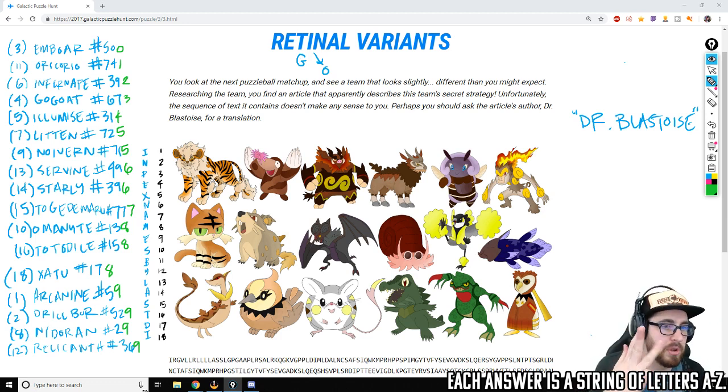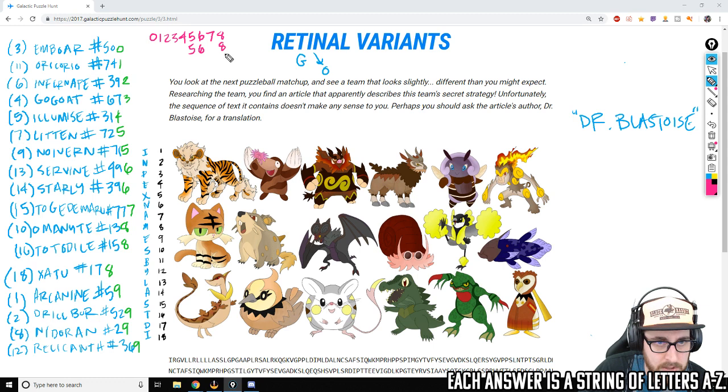0, 1, 2, 3, 4, 5, 5, 6, 6. The 7 throws it all off. And then 3 8s and 4 9s. So we have 0, 1, 2, 3, 4, 7. 5, 5, 6, 6. 8, 8, 8, 9, 9, 9, 9. Zero, 1, 2, 3, 4, 5, 5, 6, 6, 7, 8, 8, 8, 9, 9, 9, 9.